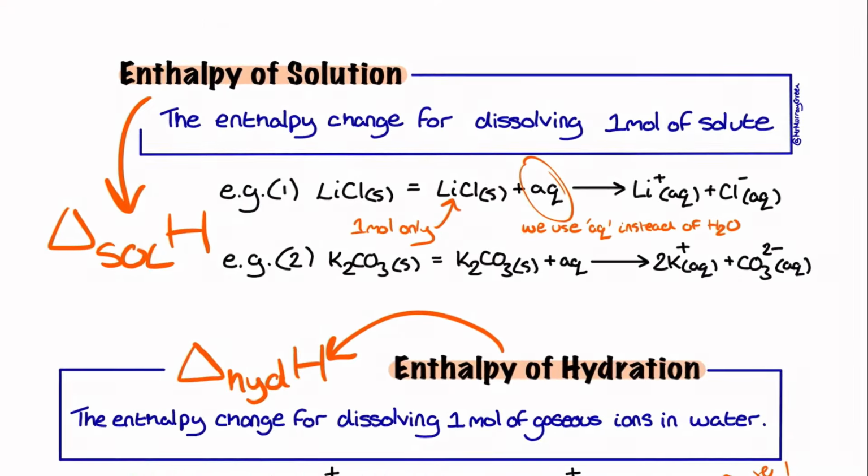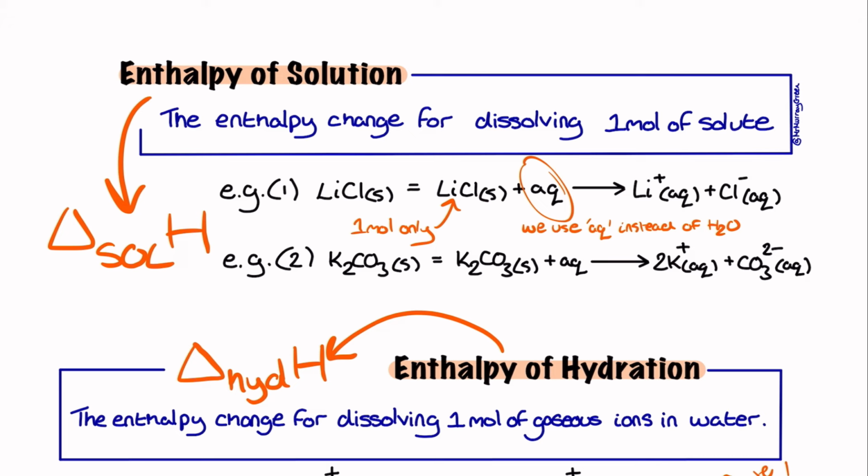A very short but sweet one up next, which is for enthalpy of solution. The specification defines this very succinctly as the enthalpy change for dissolving 1 mole of solute. Notice that the reaction equation we have here actually uses an aqueous instead of an H2O to represent the water that's being added here to the solute. Otherwise, if we used H2O, we would have to account for all the hydrogens and oxygens in the balancing.